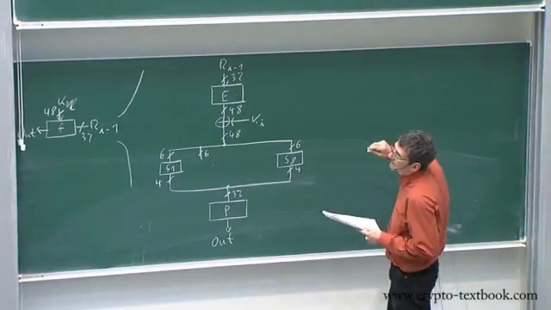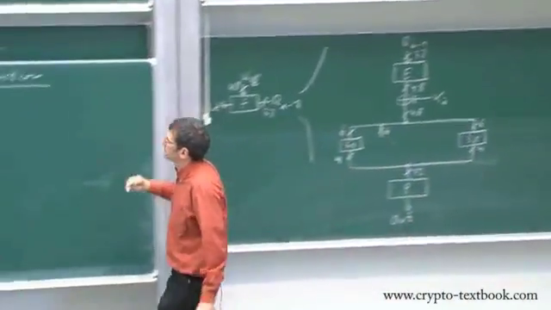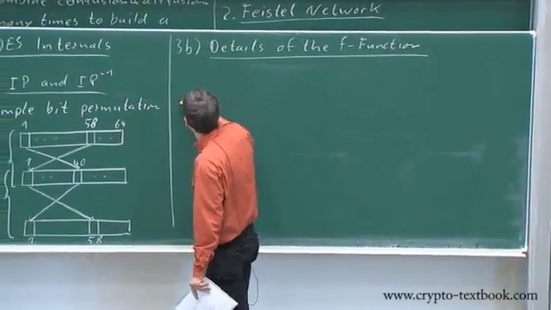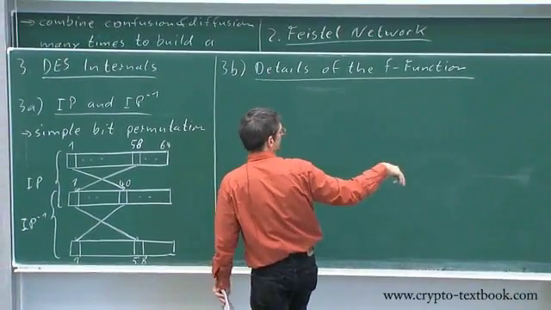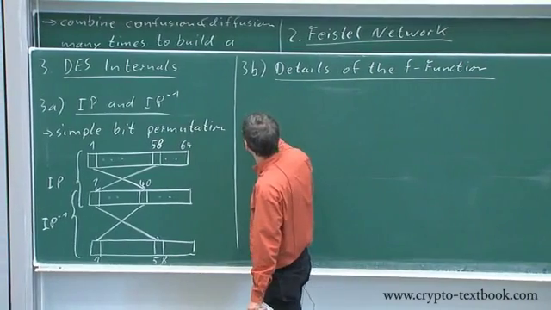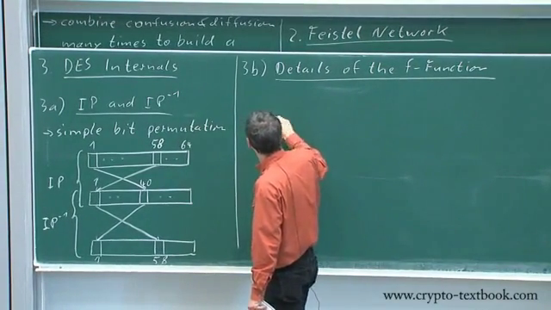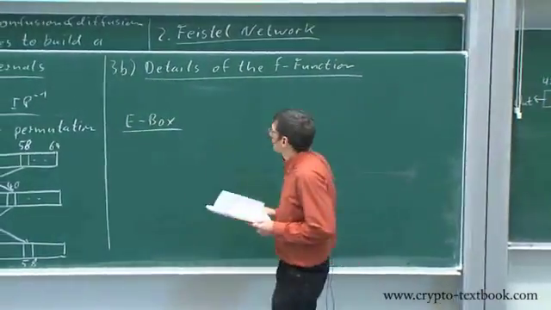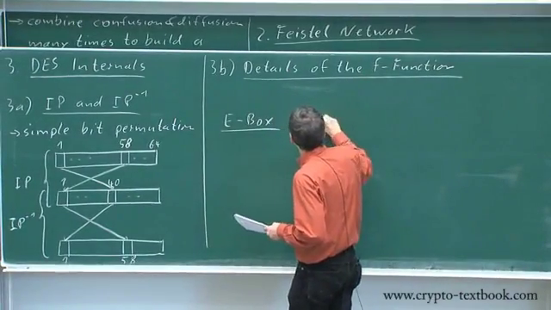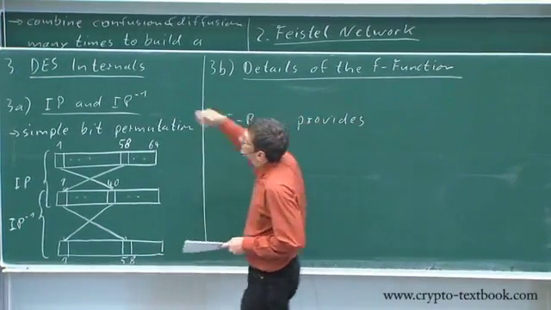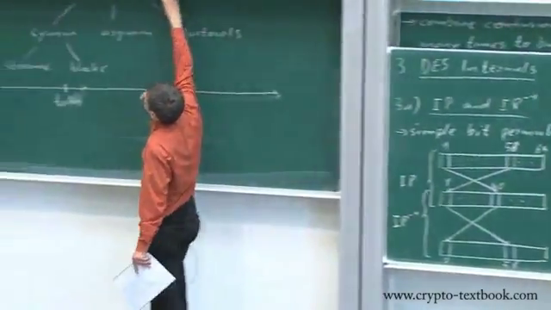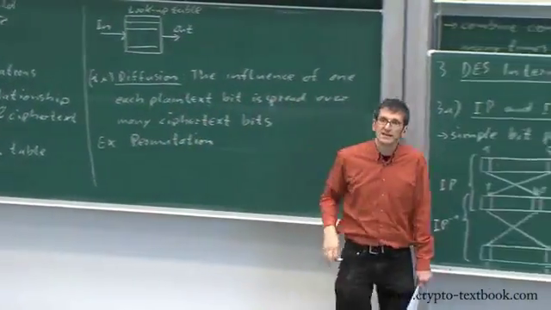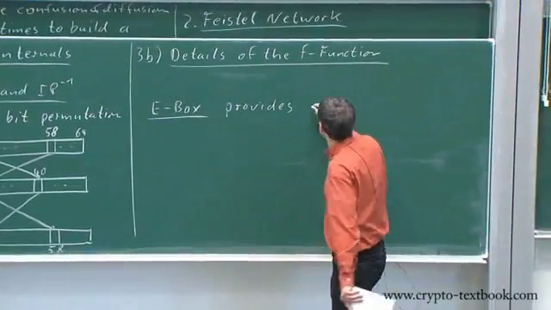So let's look at this. Maybe I continue here. You should continue, if you're copying that, after the drawing, underneath the drawing. That would now be the expansion box. What this provides, if you go back to the building blocks that we would like to use, is confusion. This provides diffusion.